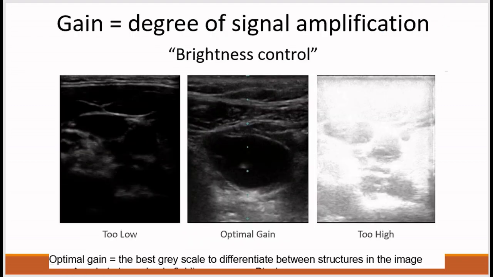And also, gain is also important on ultrasound. Gain signifies the degree of signal amplification, also known as brightness control. You don't want it to be too low where it's too dark to see anything, or too high where it's also too bright to see anything. So you want to find the middle ground, which is the optimal gain. And that's the best grayscale to differentiate between structures in the image.